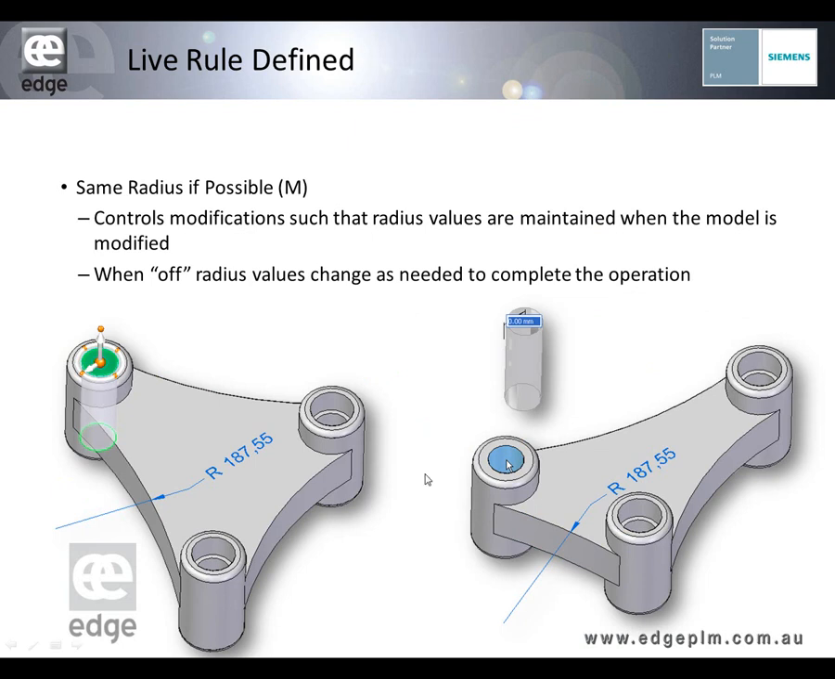Same radius if possible. So we've got a radial dimension in here. It is not locked. It can be updated when we change something, and we move this portion of the geometry inwards. It's just maintaining that radius. When off, the radius will be changed to compensate.